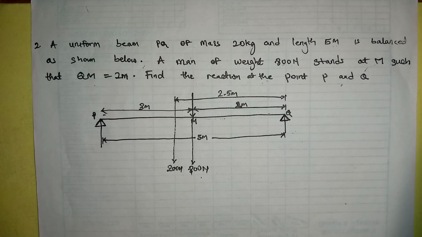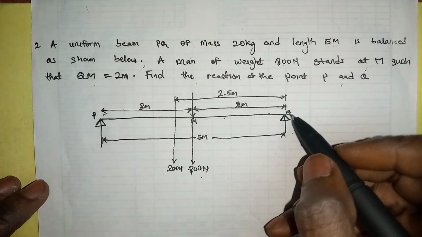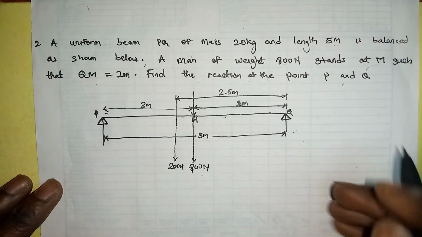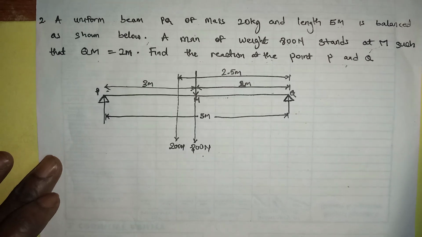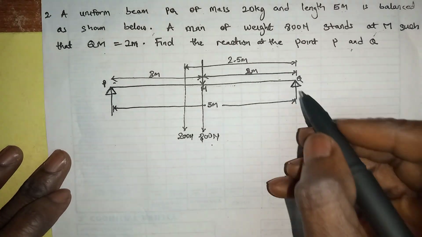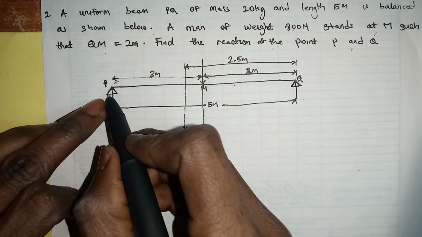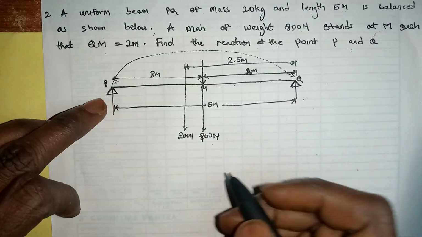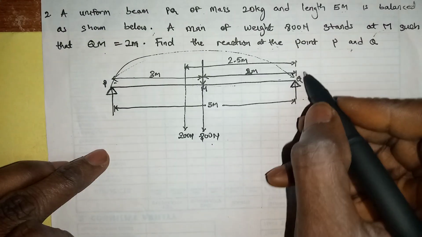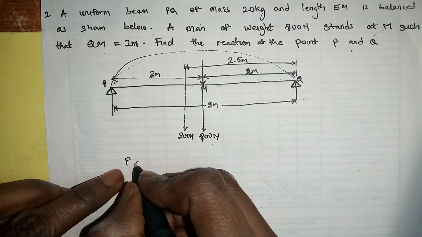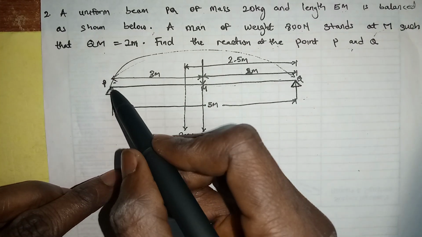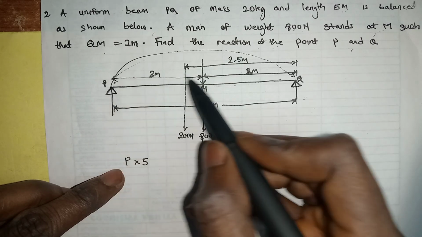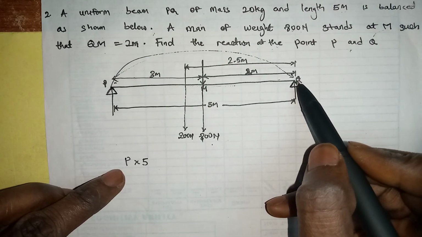So now, they said we should calculate for P and Q. Okay, let's first calculate for P now. This is our point of rotation, which is Q here. I want to calculate for P, so I will read from this place to this side until I get to this place. The entire ruler is 5, so we have P multiplied by 5 because the distance that will take P to get to Q is 5 meter. So you get it?